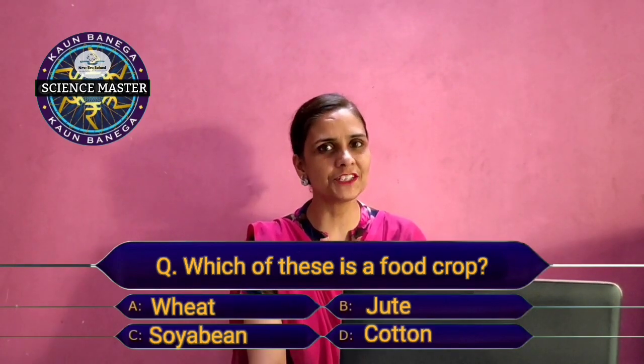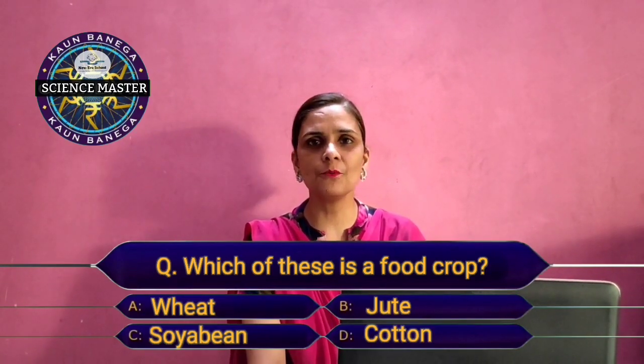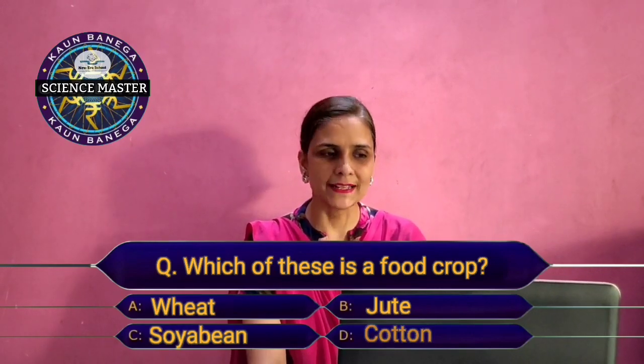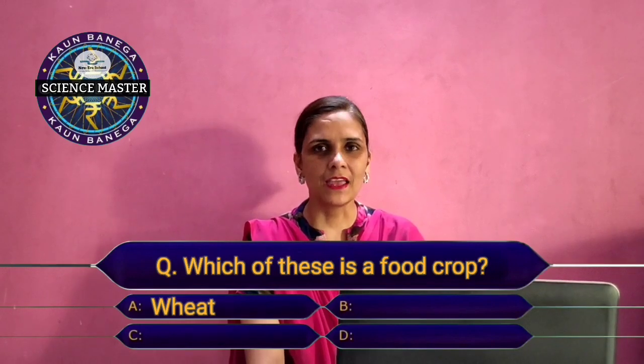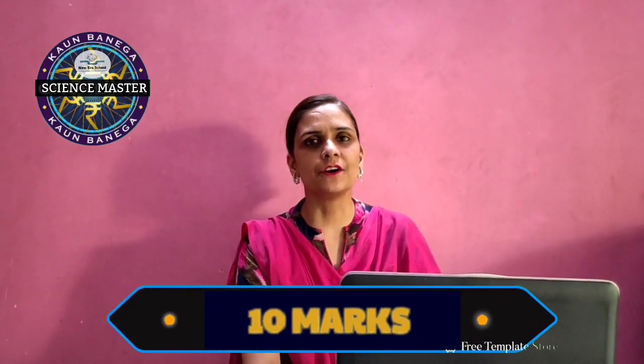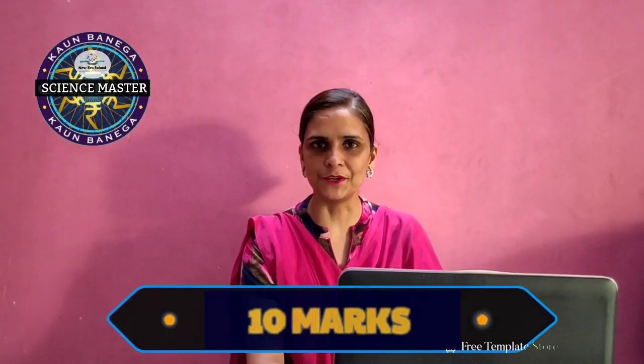I hope you all have written your answer in your copies. So, what is it? Exactly. The answer is option A, wheat. If your answer is correct, jot down 10 marks in your scoreboard.